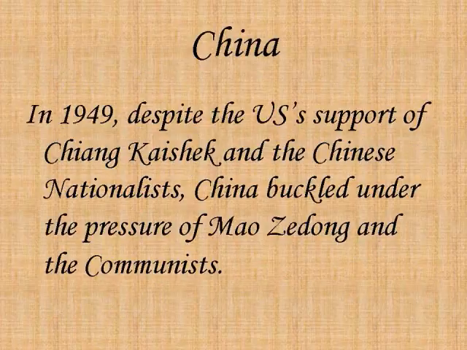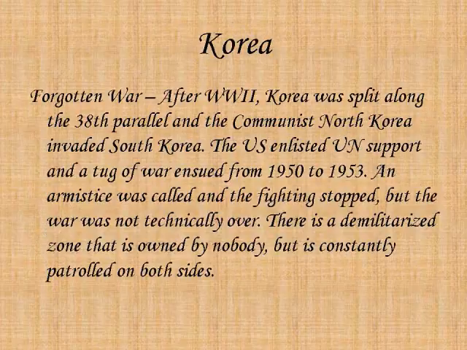In 1949, despite the U.S.'s support of Chiang Kai-shek and the Chinese nationalists, China buckled under the pressure of Mao Zedong and the Communists. The Korean War was also called the Forgotten War. After World War II, Korea was split along the 38th parallel, and the Communist North Korea invaded South Korea. The U.S. enlisted UN support, and a tug-of-war ensued from 1950 to 1953. An armistice was called, and the fighting stopped, but the war was not technically over.